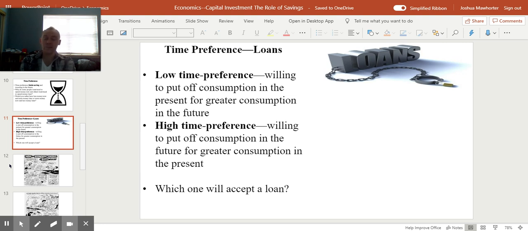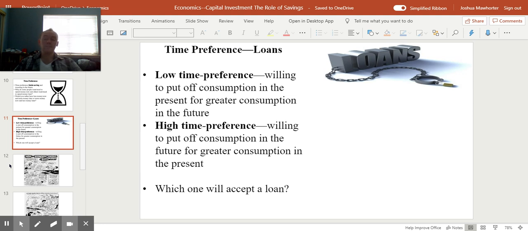This is how it makes loans or something like loans, but it really applies to everything. But loans is an example of how this makes it possible. Otherwise, we would just continue saving all the time because we would never have the need to have something in the present. So low time preference is willing to put off consumption in the present for greater consumption in the future. High time preference is willingness to put off consumption in the future for greater consumption in the present. Now, which one of these, high time preference or low time preference, will accept a loan? Think carefully about this.